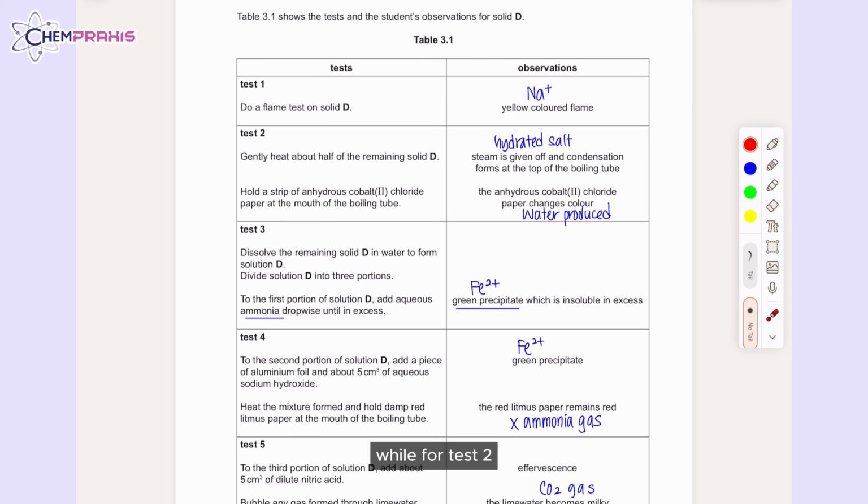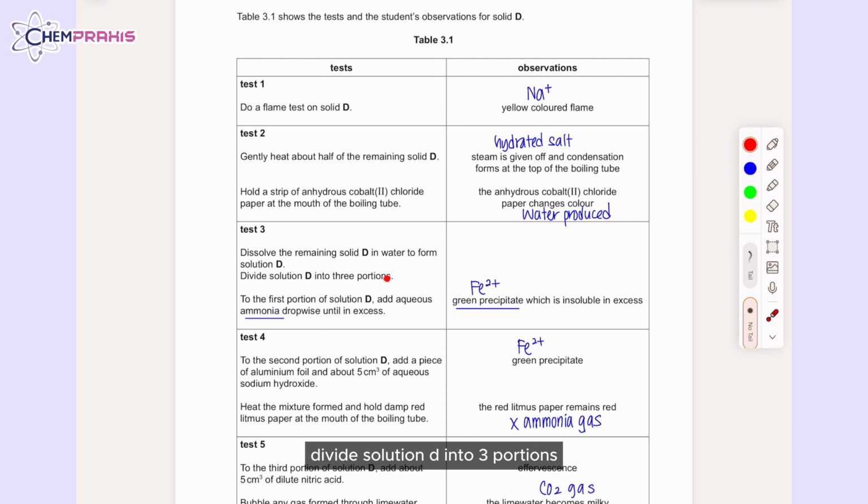While for test 2, gently heat about half of the remaining solid D, and hold a strip of anhydrous cobalt(II) chloride paper at the mouth of the boiling tube. Steam is given off and condensation forms at the top of the boiling tube. When steam is given off, it gives us the idea that this is a hydrated salt, and steam is basically water. So when you test water vapor with the anhydrous cobalt(II) chloride, the paper will change from blue to pink.